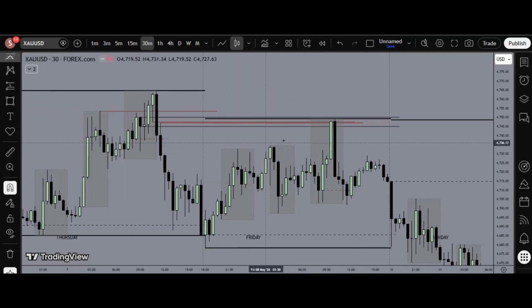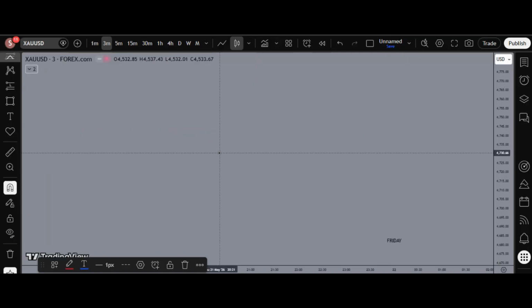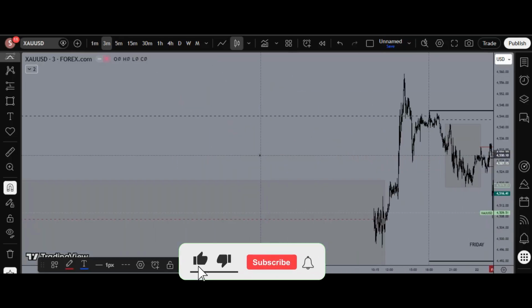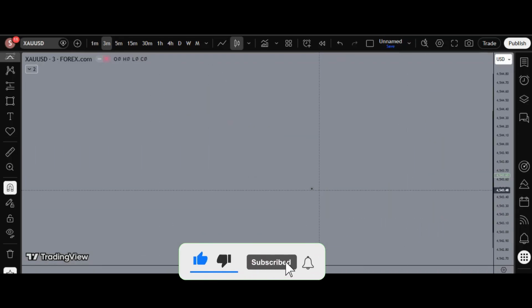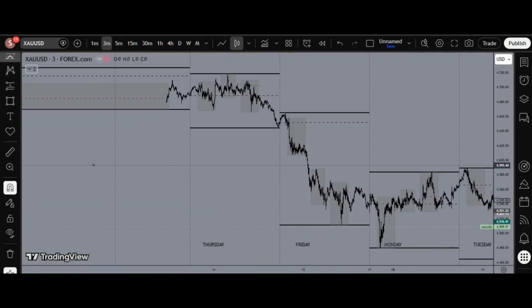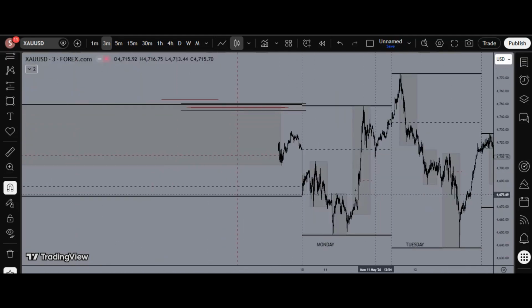Now let's go to the 1 minute and look for our entry here. This is gold. Let's go to the 1 minute or 3 minutes. Why I'm considering 3 minutes is because the setup is on 30 minutes.